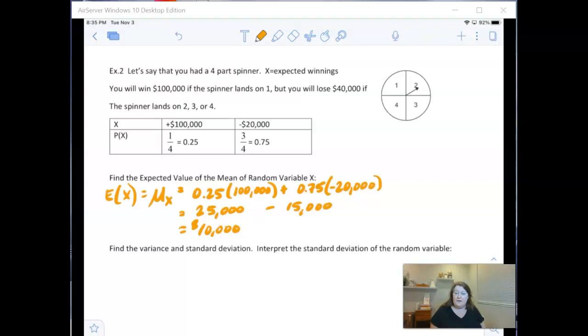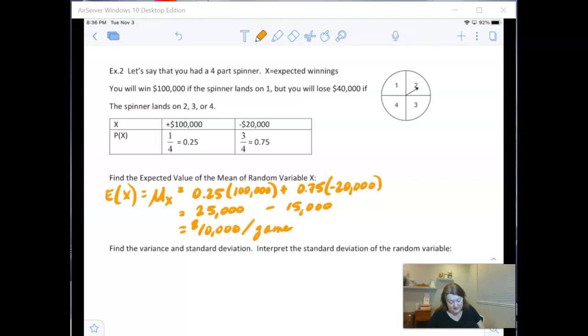So on average, if I were to play this game many, many times, my average winnings should be about $10,000 per game. Okay, that would tell me since it's positive, it'd be worthwhile to play, right? But maybe I should look at how much that's going to vary. So if I'm on average going to make $10,000 a game, that's pretty good. Let's go see if we can find the variance.